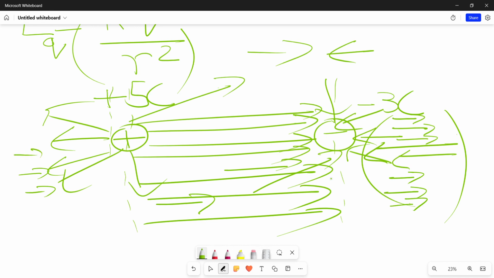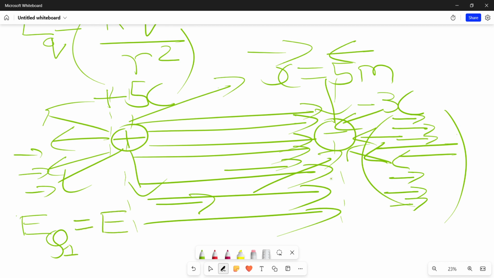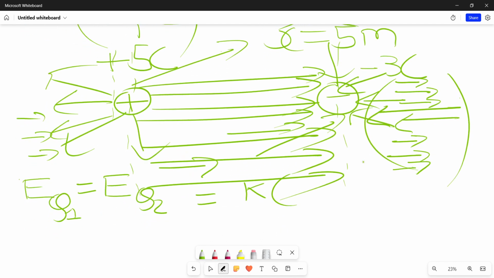So let's say the separation distance is again 5 meters. Again, my equation will be that the E field due to the positive charge should equal the E field due to the negative charge. That is when the E field magnitudes are the same and they cancel out. You can visualize it using forces. And k times 5 over R squared, right?